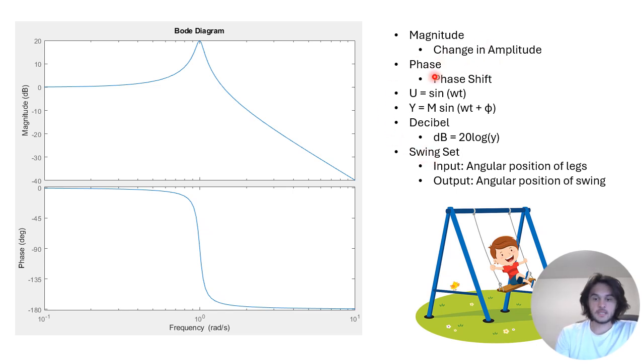The phase is the phase shift between the input and the output. So a phase of 0 means that the input and the output are perfectly in sync. A phase of negative 180 means that when the input is at its maximum, the output will be at its minimum.